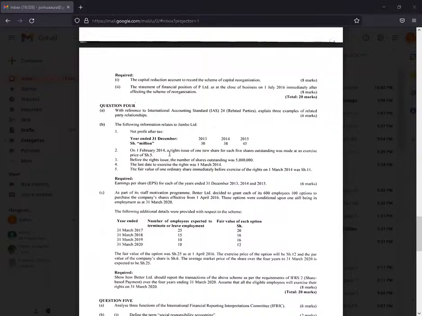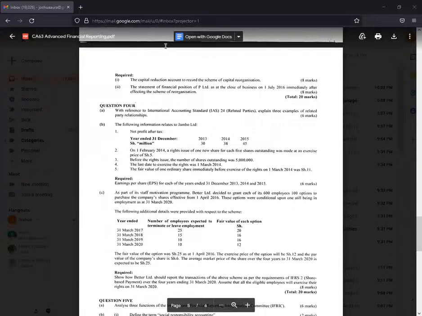Question number 4B. Are you able to see my question number 4B? Question number 4B. Are you able to see it? Question number 4B. Yes. Thank you very much.